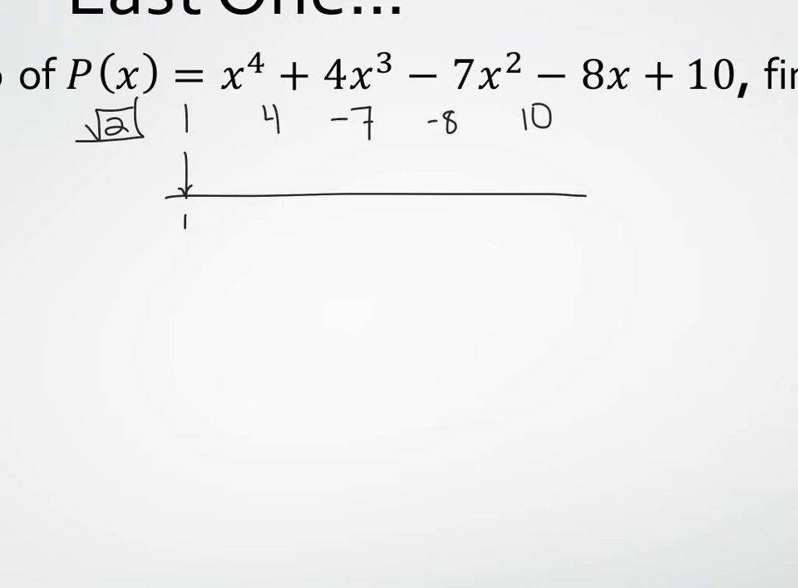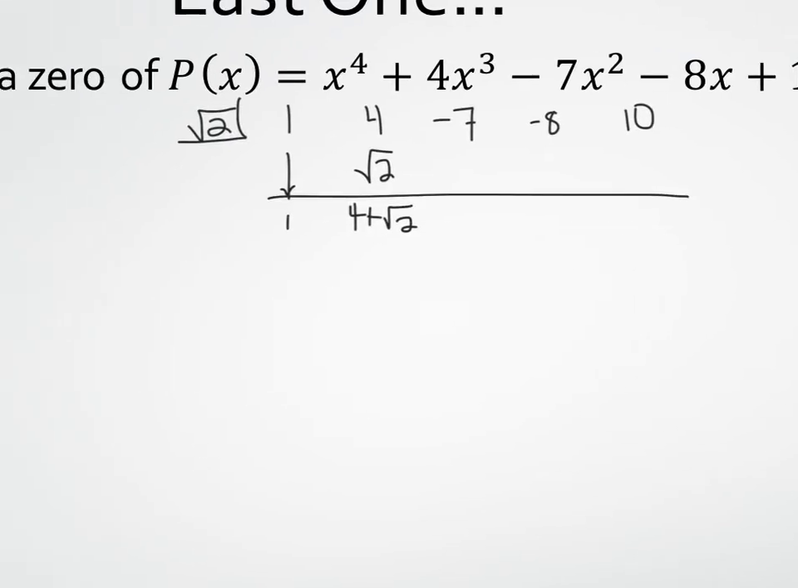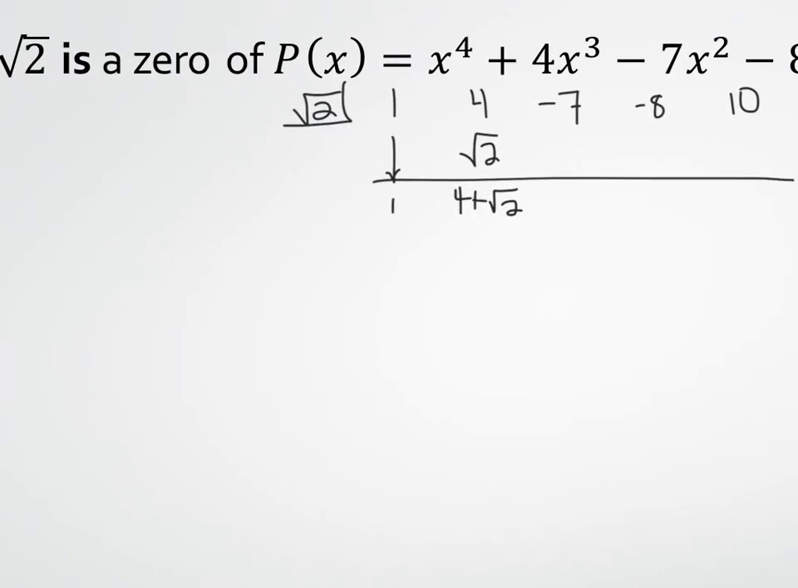Okay, so we know 1 times square root 2 is square root 2. 4 plus square root 2 is 4 plus square root 2. Now this is where it would be good to have some scratch paper off to the side, because we know that we'll have to do square root 2 times 4 plus square root 2. Right? I have to take this and multiply it with what's in the box. So let's see, we'll have 4 square root 2, and then square root 2 times square root 2 is 2.